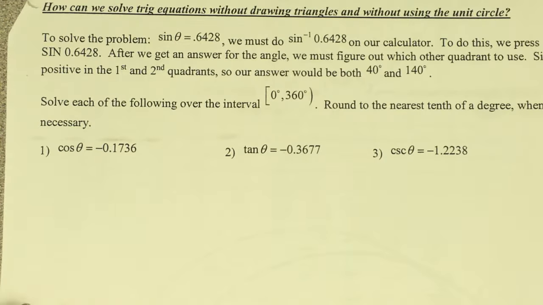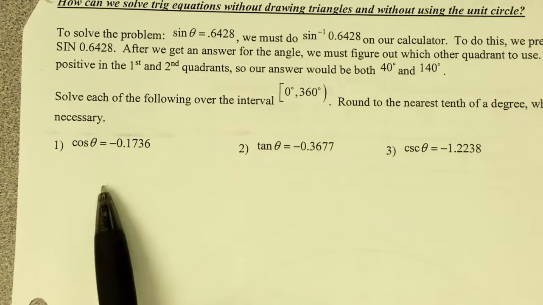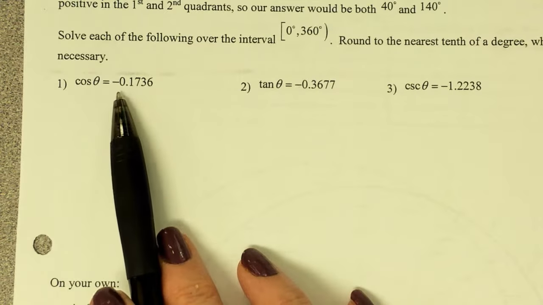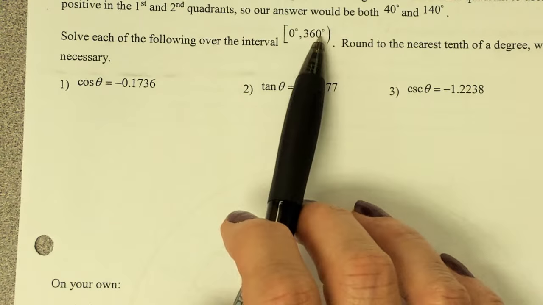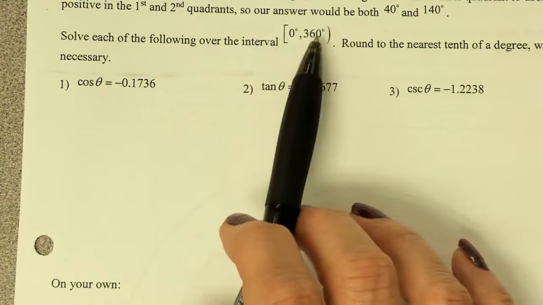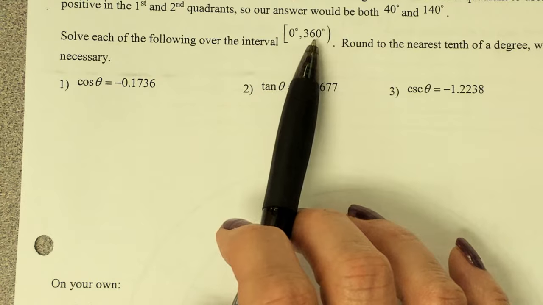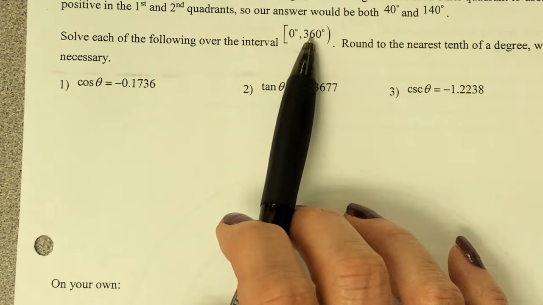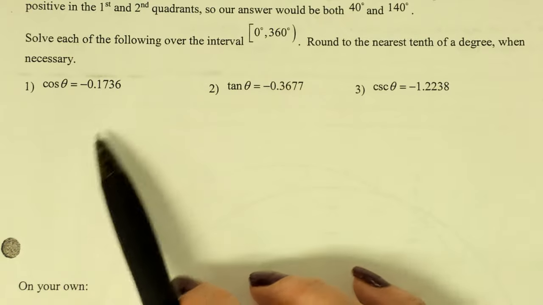The only other thing you need to worry about for the quiz is this last part of notes. So here's an example up here, and it tells you kind of what to do, but we're just going to start with the first example. It says to solve each of the following over the interval from 0 to 360. When it's written like this, it means that 0 is included, but 360 is not. So we can go all the way up to like 359.9 degrees, but we can't be equal to 360. Round to the nearest tenth of a degree when necessary.